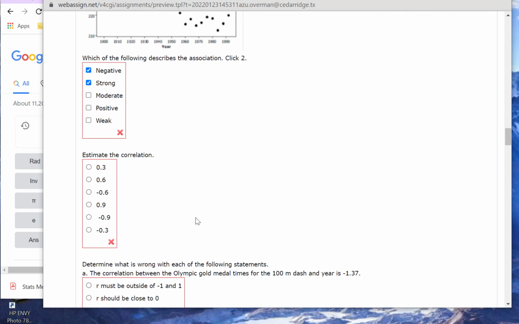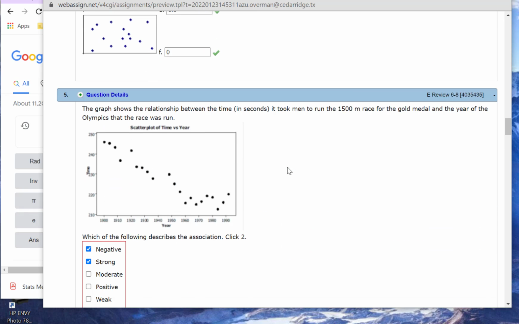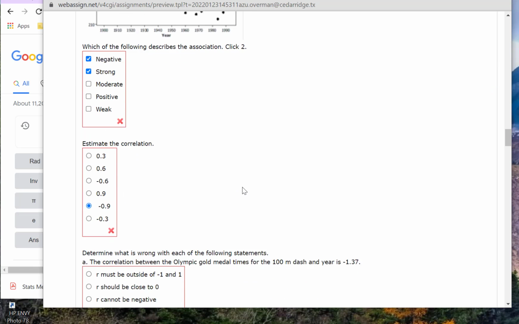Well, it's got to be negative and strong. And this is not too bad, though, because there are only 2 negatives here, and only one of them is strong. So I'm going to stick with the negative 0.9. So I was right. I was comparing it to that one. Actually, I think it looks even a little better, but oh well. That's our estimate.